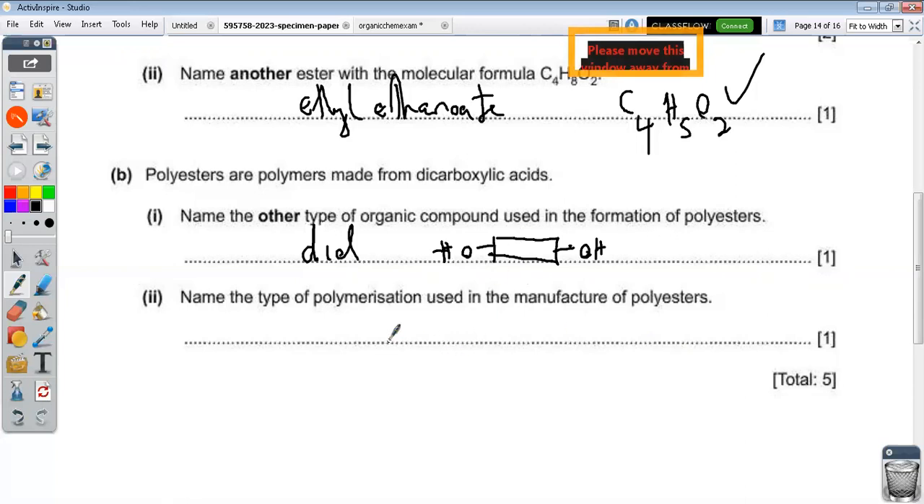And this is a condensation polymerization because water is removed. Condensation, clear? Polymerization.